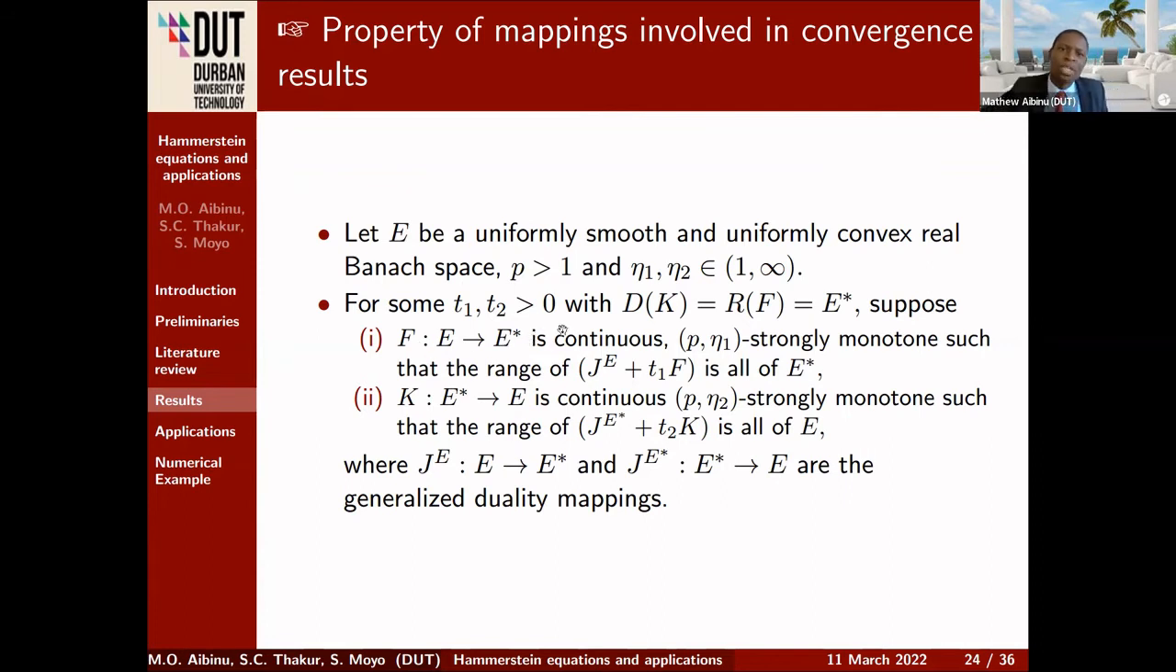We suppose that F is continuous and p eta 1 strongly monotone, so that the range of it is all of E star. We also suppose K is continuous and p eta strongly monotone, so that the range of it is all of E. We recall that J is our duality pairing from E to E star, and J E star is also the generalized duality map from E star to E. Both of them are generalized duality mappings. These are the conditions for our space.